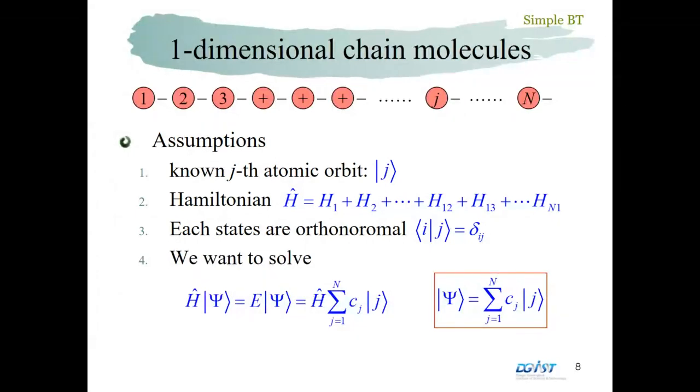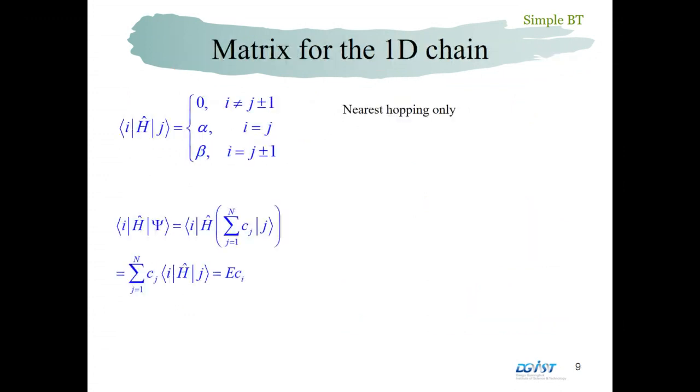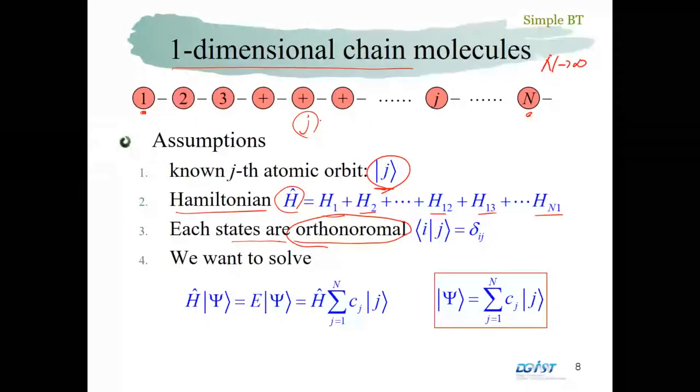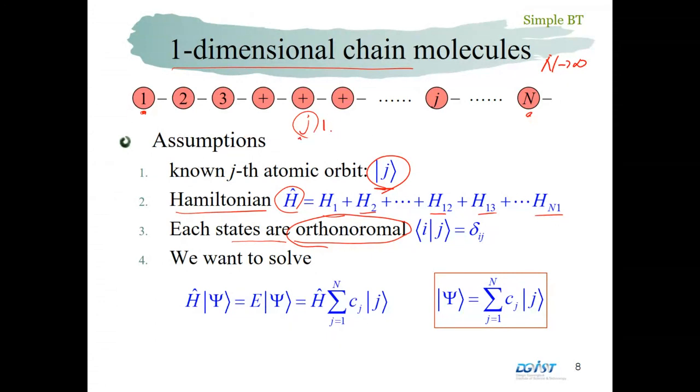Okay, now let's move on to the more complicated case. Let's think about the one-dimensional chain. We have atoms from 1 to N. Here, N is going to infinity, finally. But now we think about just a finite N. Let's assume we think about the j-th atom, the orbital wave function is phi j here. And the Hamiltonian of the system is the sum of each Hamiltonian. And each state is also normalized. That means the wave function here, the J, and let's say I is here. Those two wave functions are independent, so they should also be orthonormal.